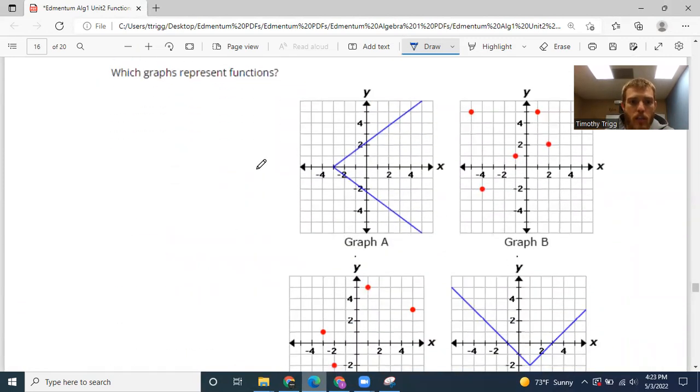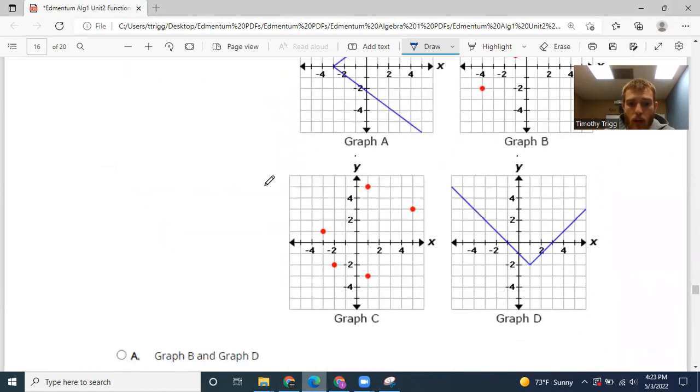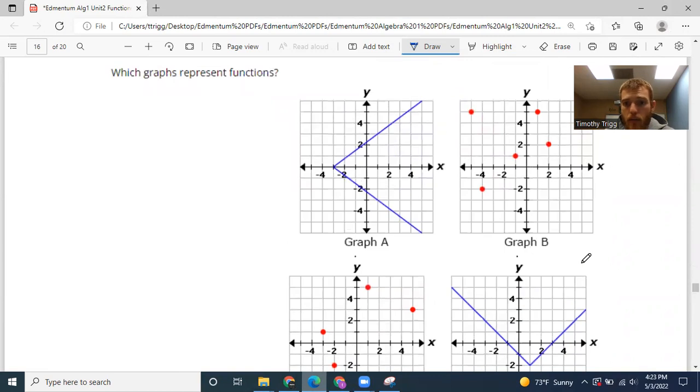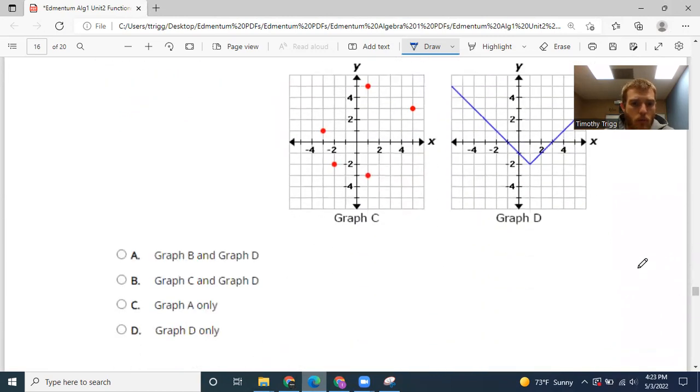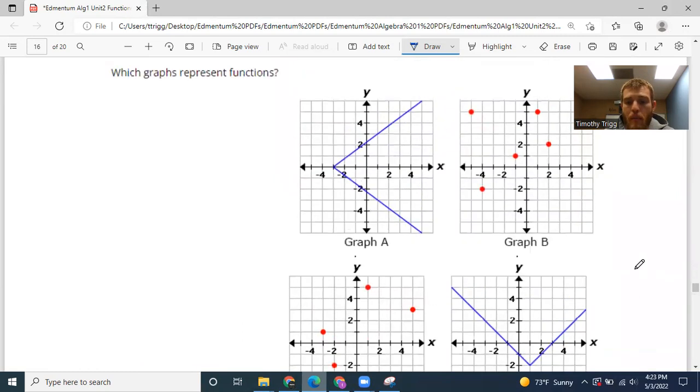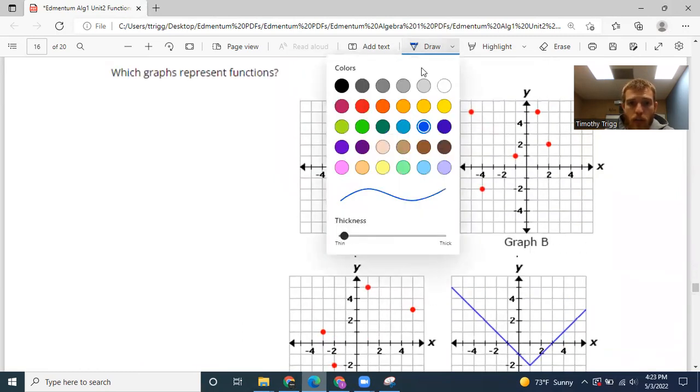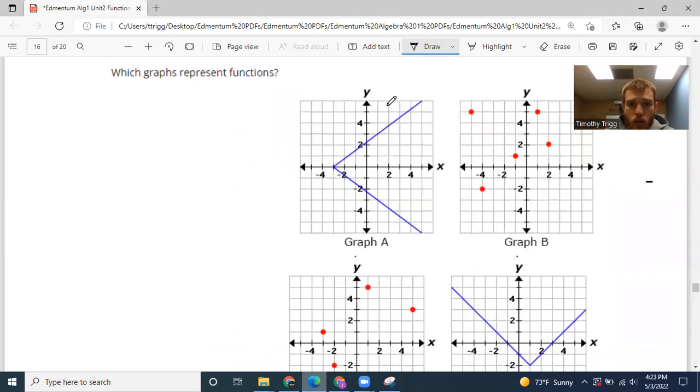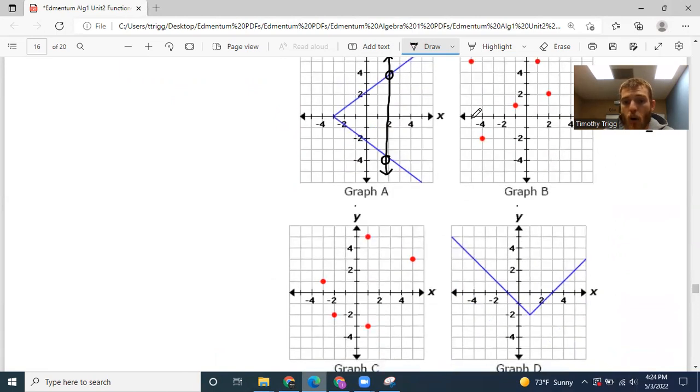Which of these represent a function? I'll tell you right now, remember, if you draw a vertical line and it touches multiple points, here it touches a point here and here, then it's not a function because it fails the vertical line test. So this one is not a function because it fails the vertical line test. Figure out which of these are functions.